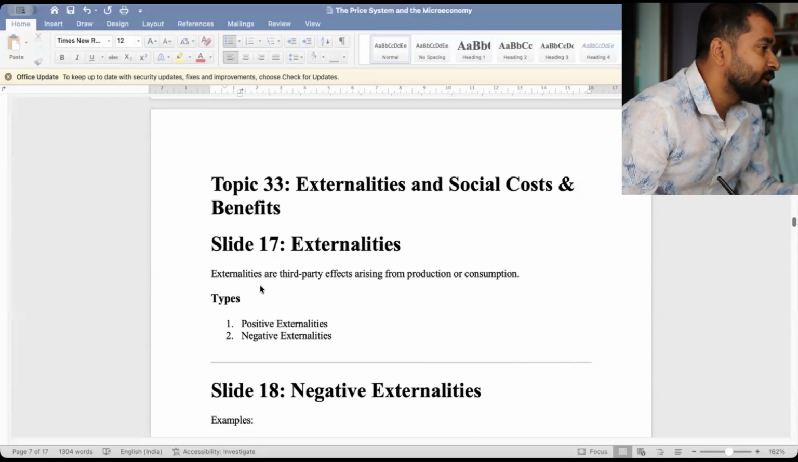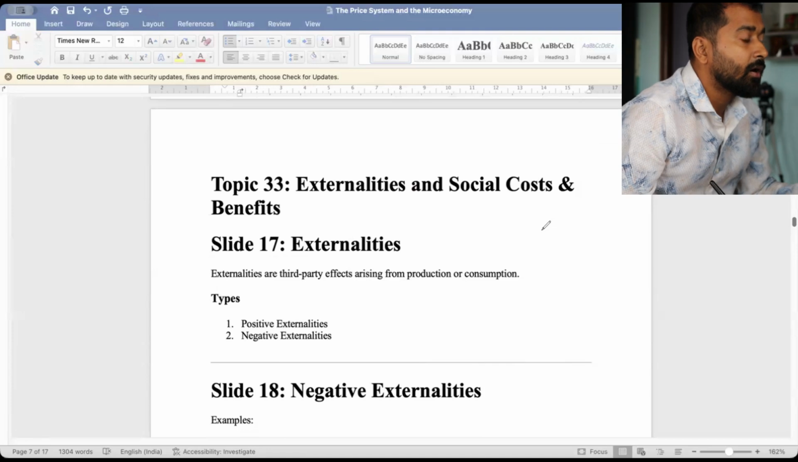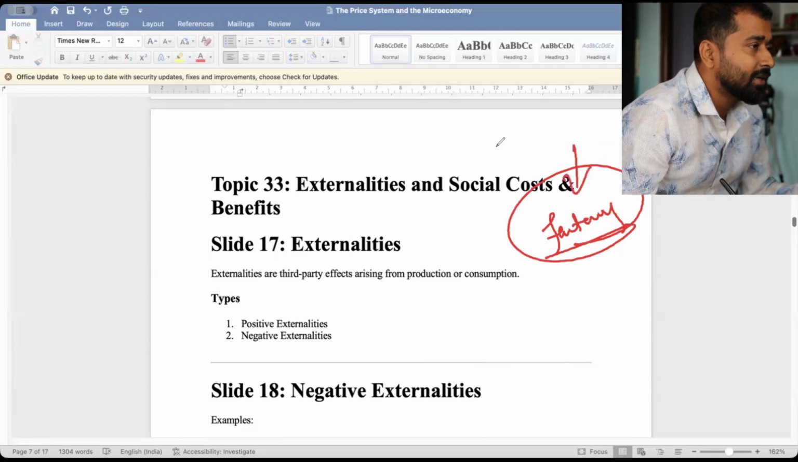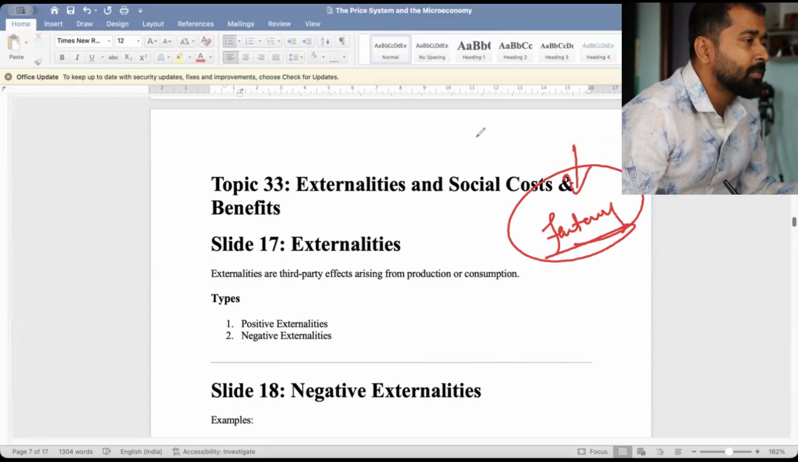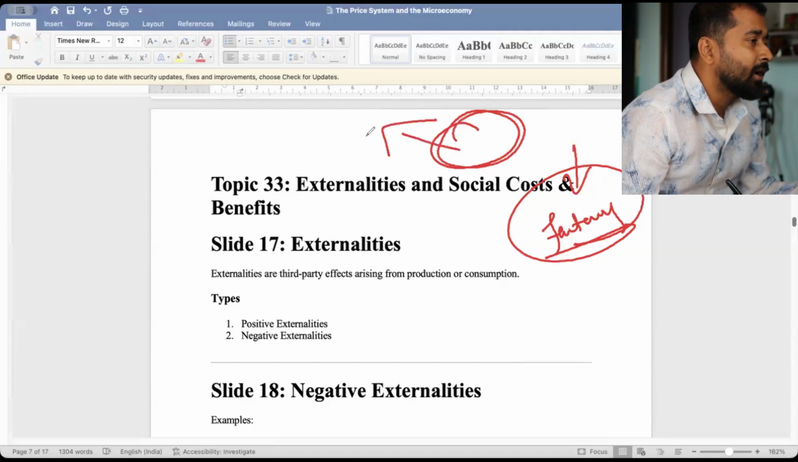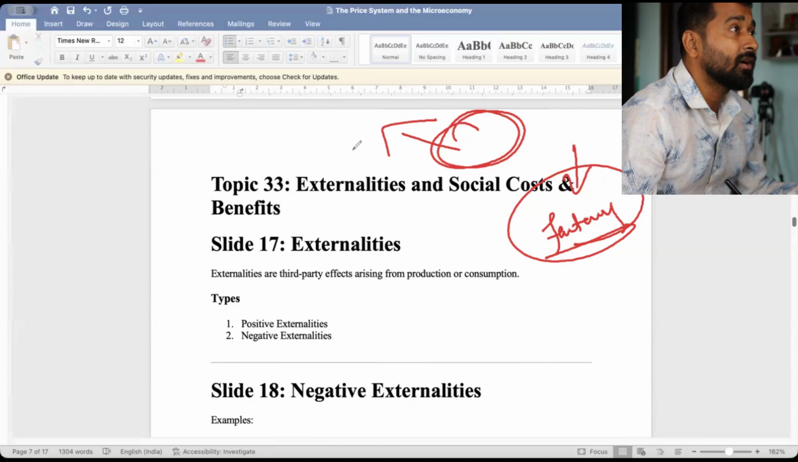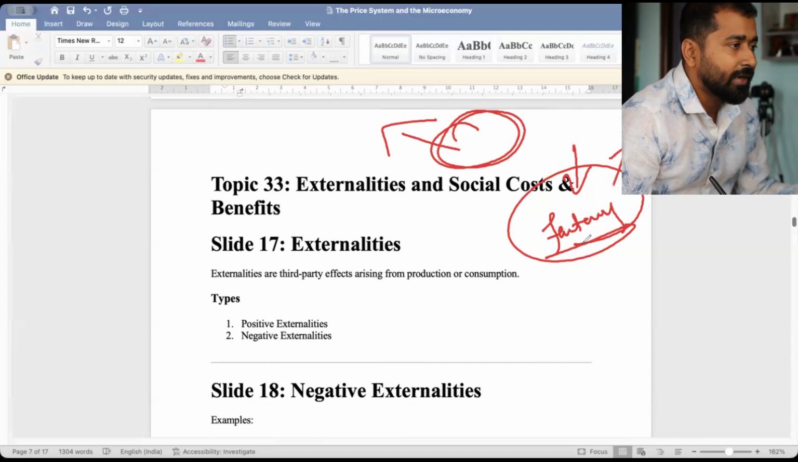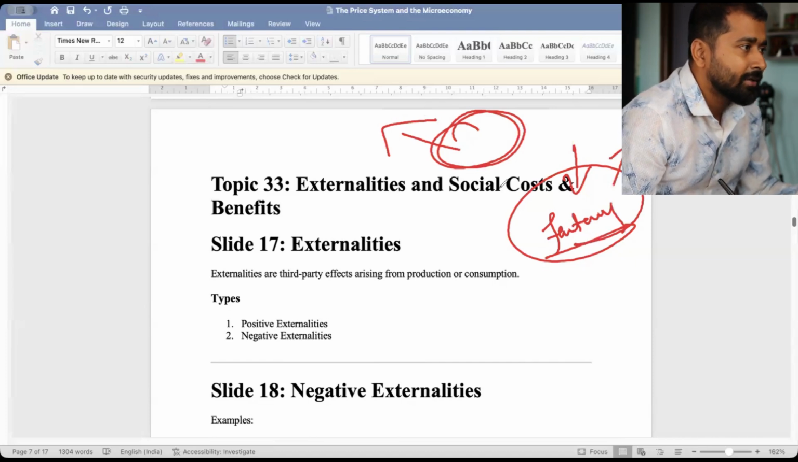Again, externalities are third-party effects arising from production or consumption. For example, I am a producer producing goods in a factory. I placed this factory in an area in Bangalore, and the people beside the place are having asthma or other breathing problems due to the smoke emitted from the factory. They are not getting any benefit from my factory, but they are negatively affected. So this is negative externalities.